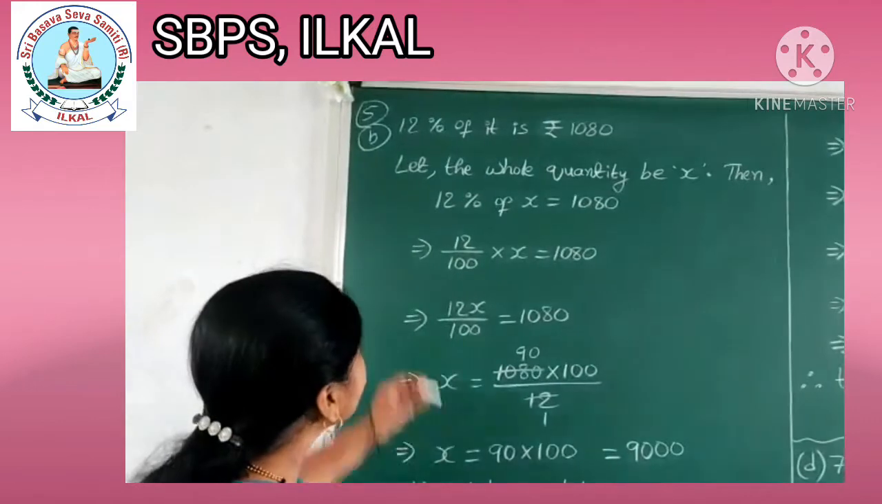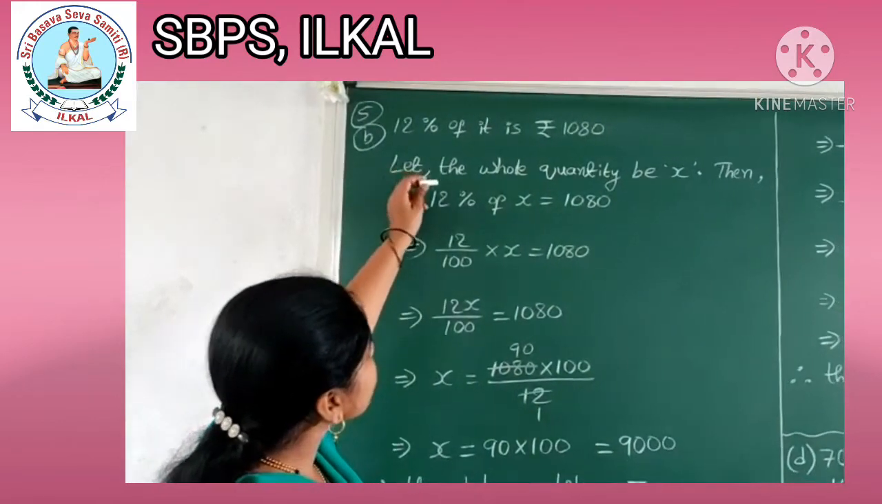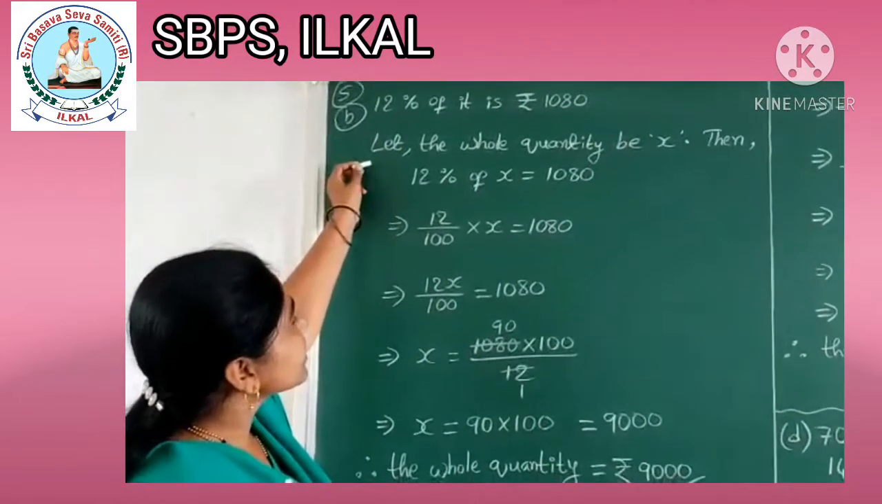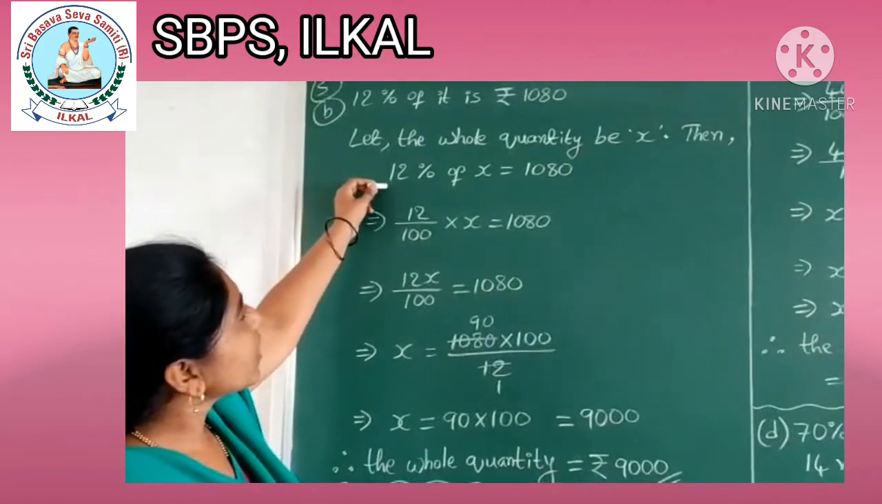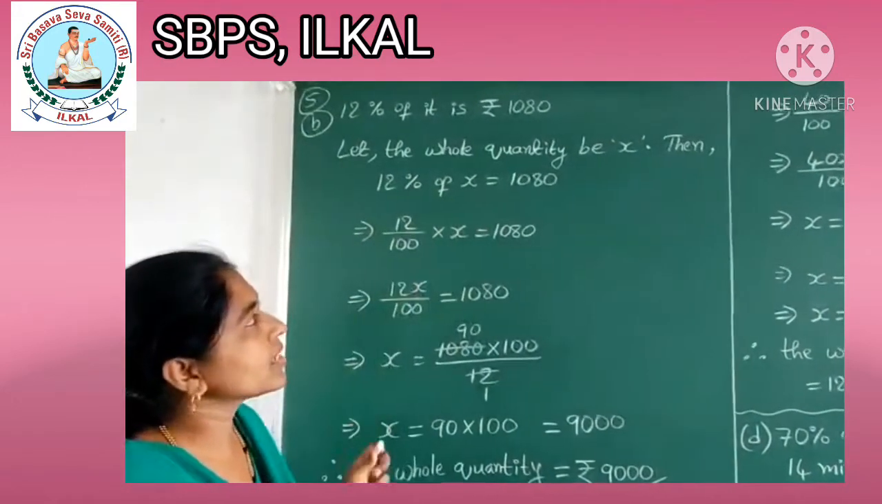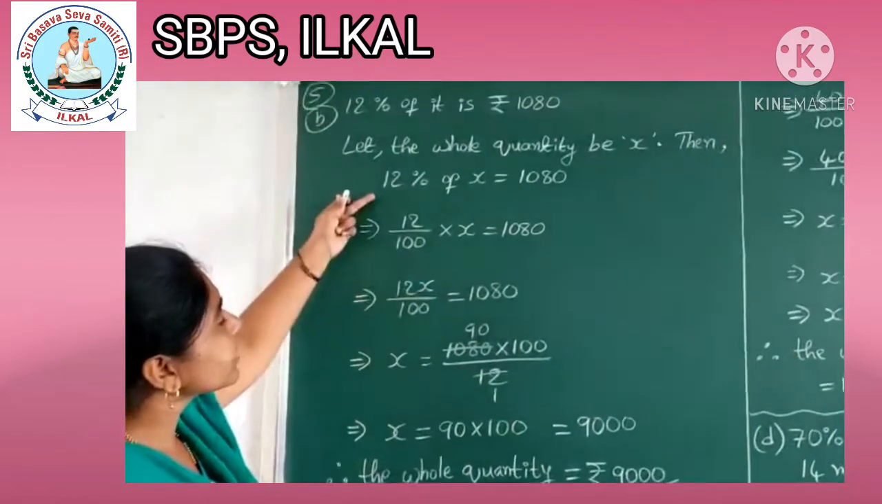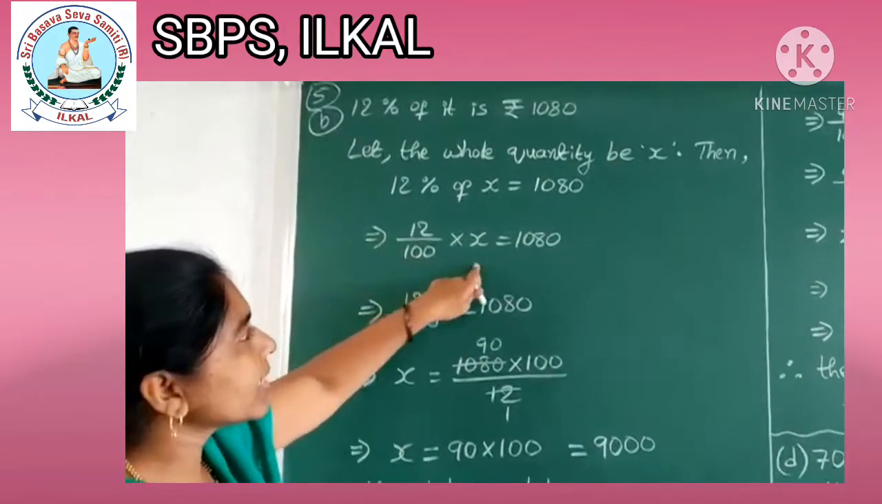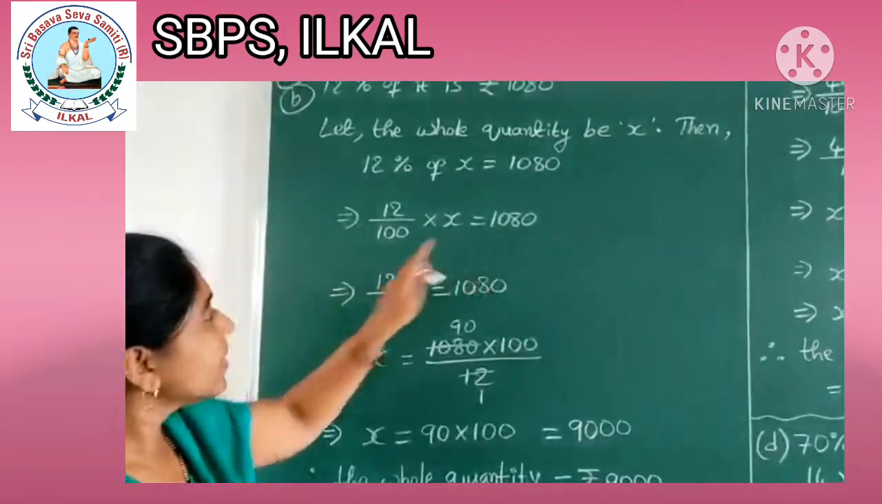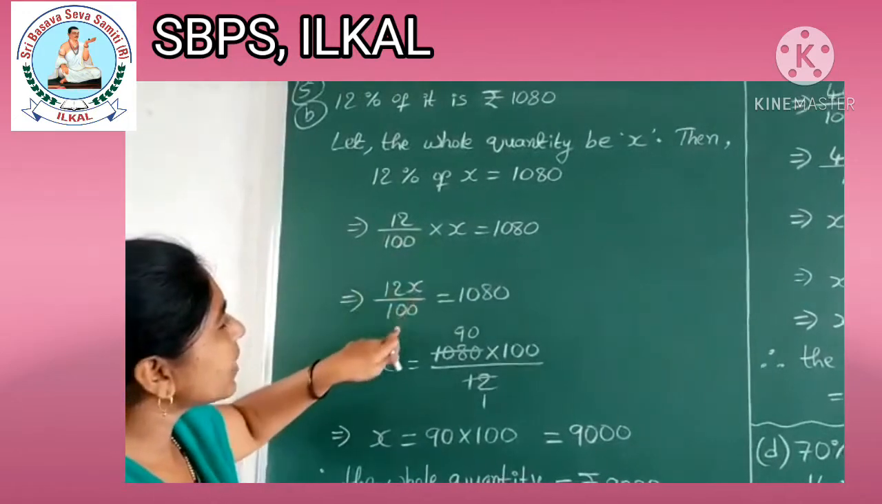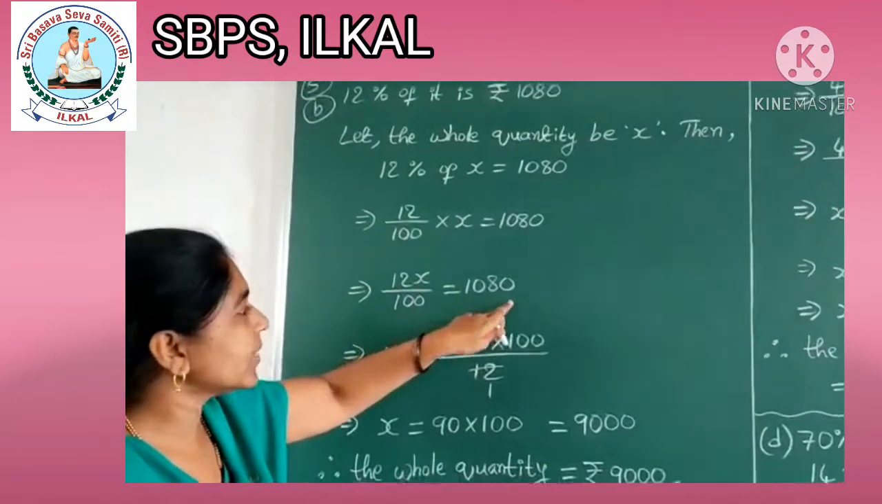Next question, children. 12% of it is rupees 1080. Let the whole quantity be x. Then 12% of x is equal to 1080. It will become 12% is 12 by 100 into x is equal to 1080. 12 into x is 12x by 100 is equal to 1080.